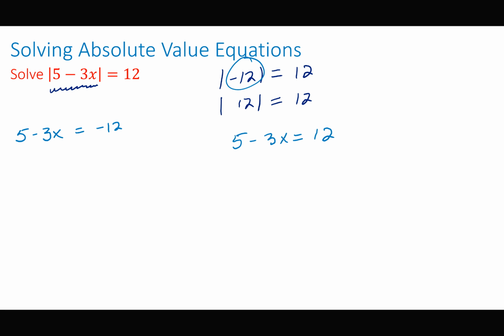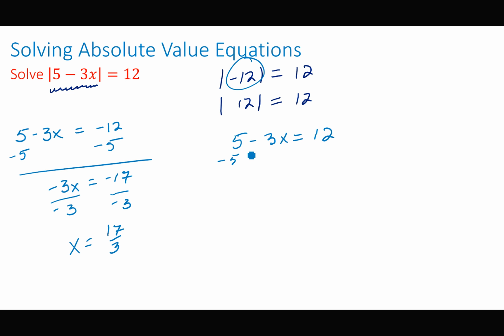Now I have two equations, and I can simply solve. So if I subtract 5, I end up with a negative 3x equals negative 17, divide by negative 3, divide by negative 3. X would be 17 thirds as one solution.